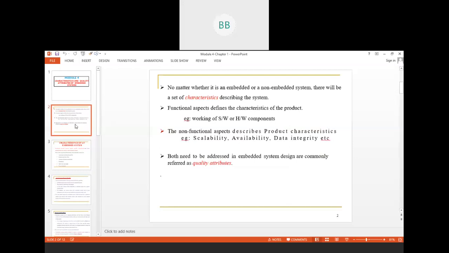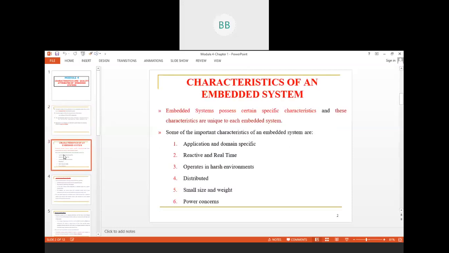There are also some units that are non-functional in nature that describe the properties of the products, such as scalability, availability, recoverability, reliability, capacity, data integrity, and so on. These units, either the functional units or the non-functional units, together form the quality attributes in the embedded systems.